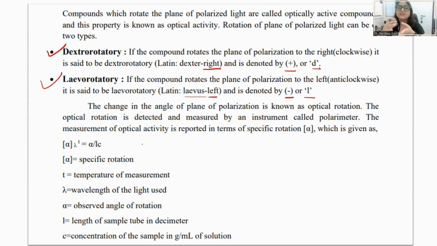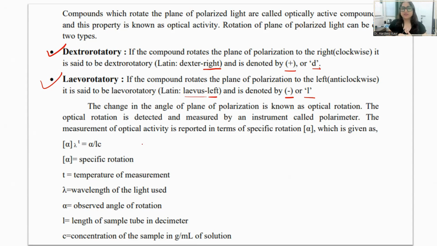So how much change has occurred? The light which you are passing through the sample is being rotated by the sample. The compound which rotates the plane polarized light, we call an optically active compound. And this property is called optical activity. The rotation of the plane polarized light, as I have already told you, can be dextrorotatory or levorotatory.